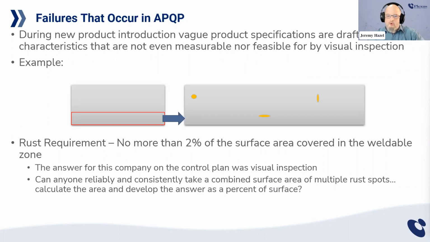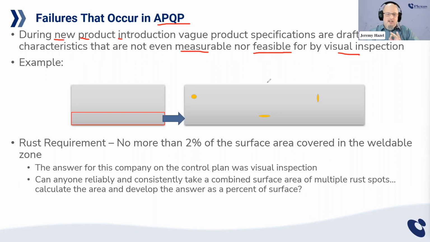Now, during new product introduction, let's go ahead and start there. I'm going to use the term NPI. During new product introduction, what I'm going to call NPI, you can call it APQP, don't really care. Vague product specifications are drafted around characteristics that are not even measurable nor feasible by visual inspection.